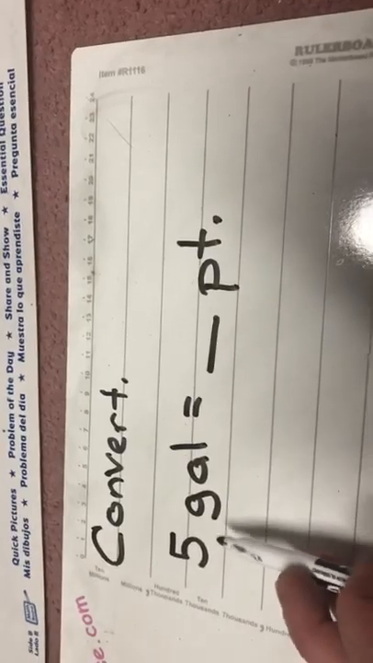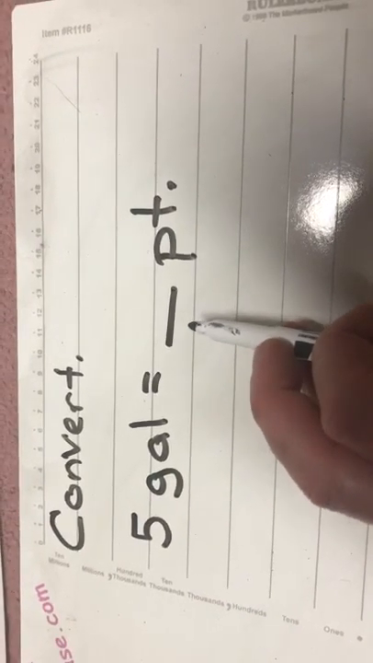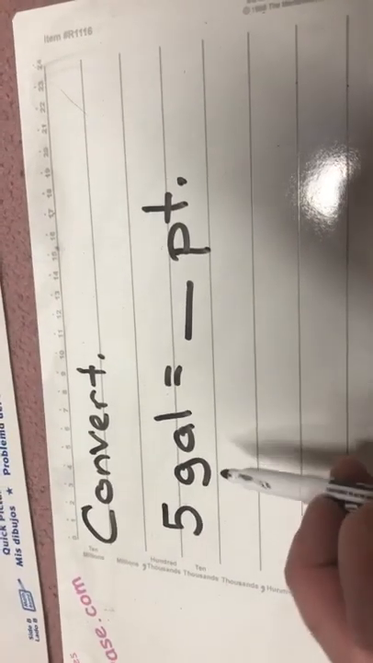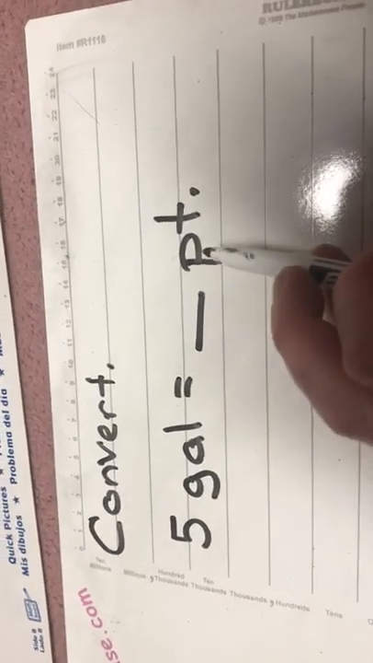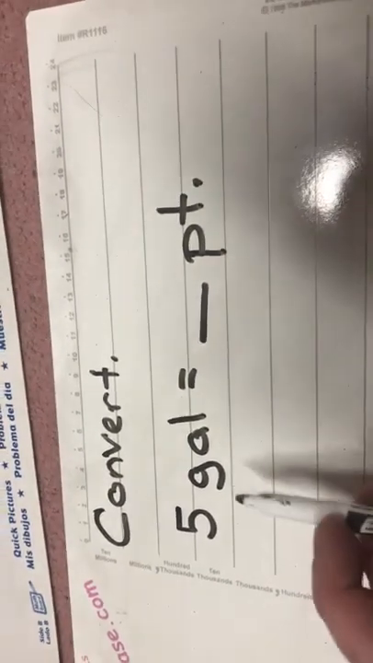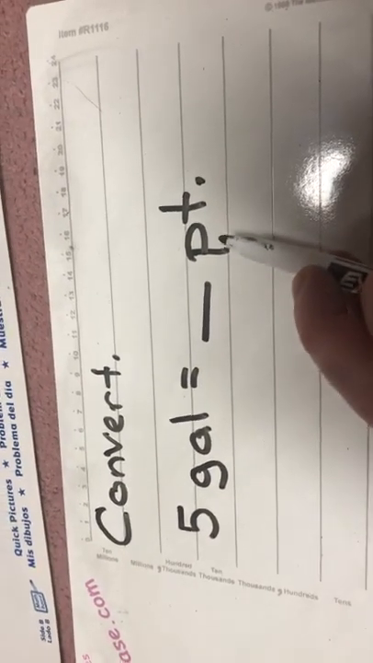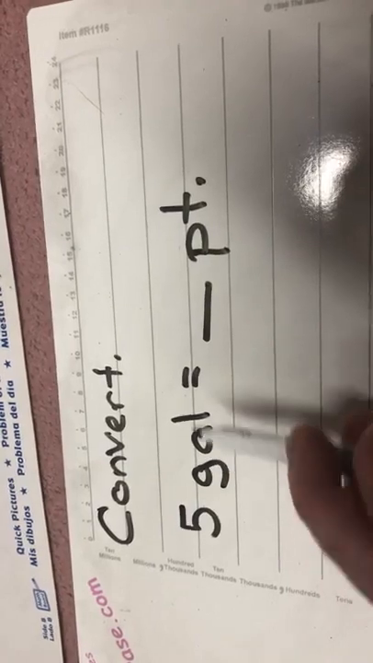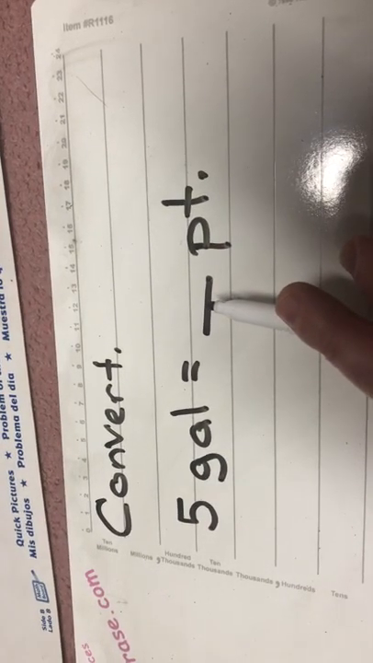Now, some of you are going to say, oh, but Mr. Swack, the problem says we have 5 gallons. Well, you're right. But for the point of conversions, as we're figuring out whether we're going to multiply or divide, we have to think of 1 gallon. And since 1 gallon is bigger than 1 pint, it's the same idea as yesterday. The measurement is getting smaller, which means the number is getting bigger. So this number is going to be bigger than 5, which means I'm going to have to multiply.